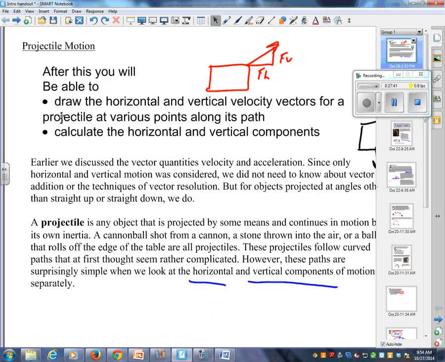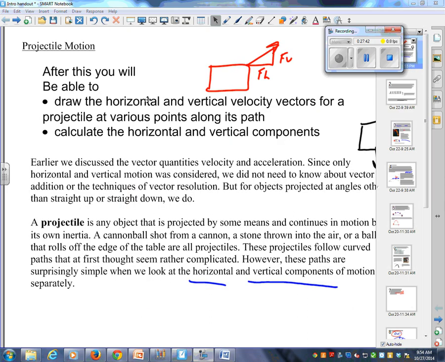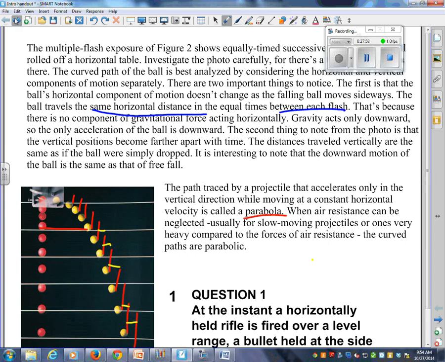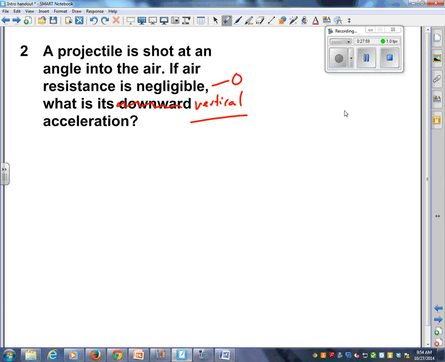Did we do this? Did we draw horizontal and vertical velocity vectors for a projectile at various points along the path? Did we calculate horizontal and vertical components? Yes. You should be able to do it too now. If you can't, come and see me. Let's get it figured out.